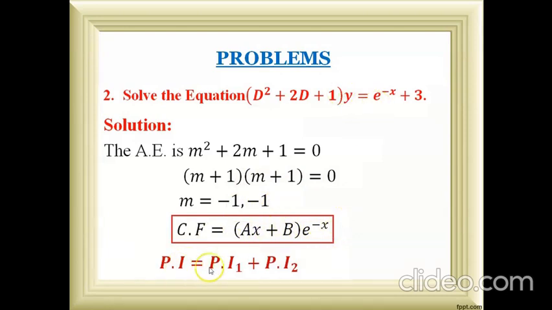So let us have the P.I. We need to find each individually. So P.I.1 for e power minus x, P.I.2 for the constant 3. For the constant terms, we don't have any other separate form for finding the particular integral. So in that kind of case, we need to keep that constant into e power 0x. This comes under the first type only.